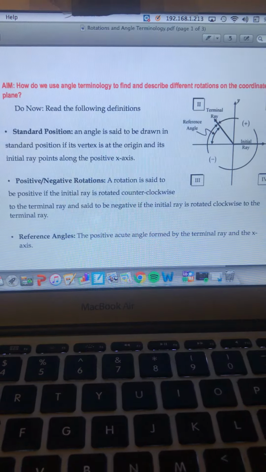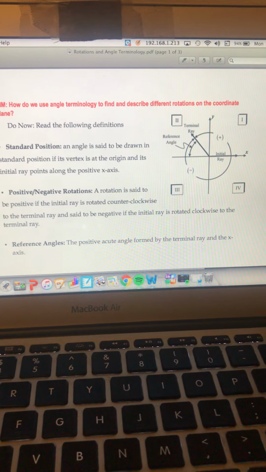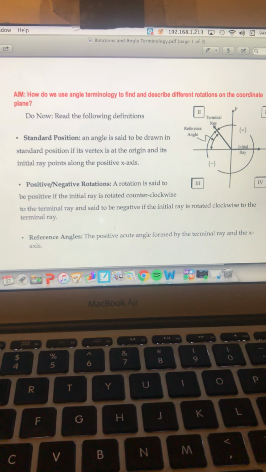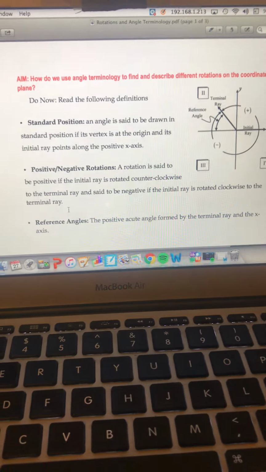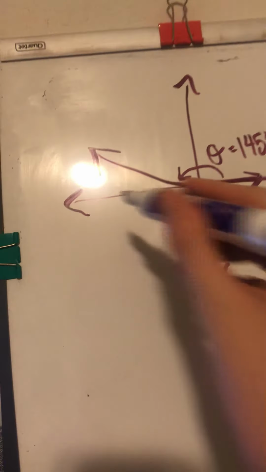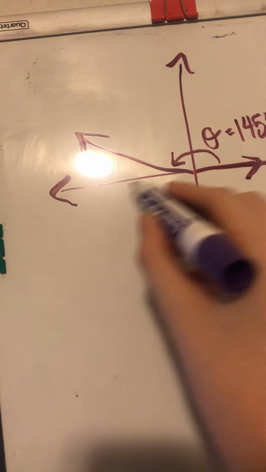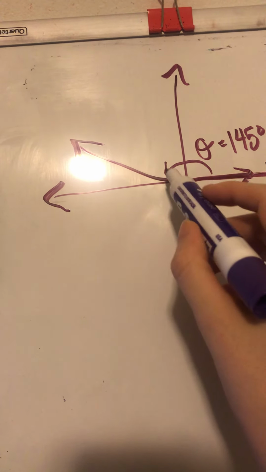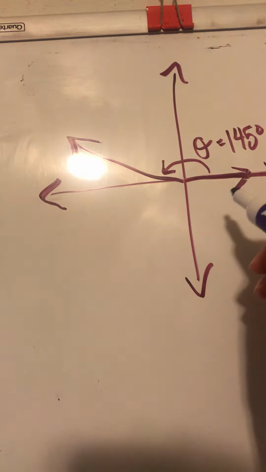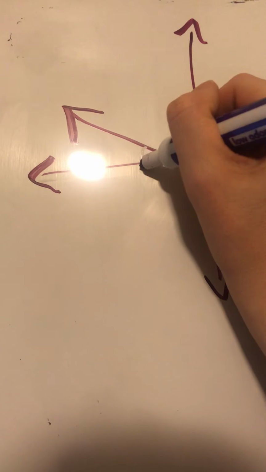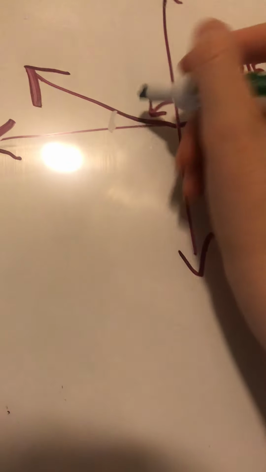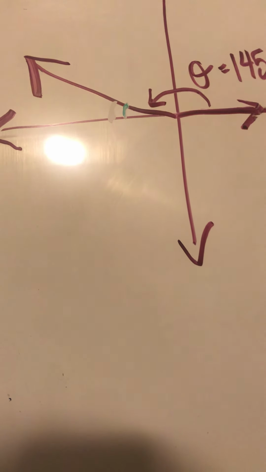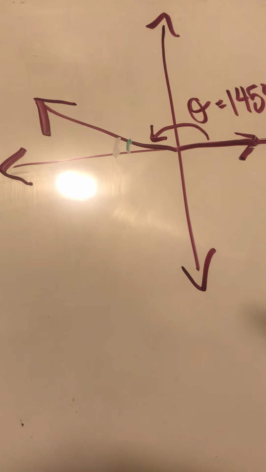So my reference angle, well, the definition said first, it's acute. A reminder, acute angle means it's less than 90 degrees. So it will always be less than 90 degrees. And it's formed from the terminal ray and x-axis. Well, you guys should know your x-axis is right here. My terminal ray, this is the ray that's ending. So this angle right here, that's representing your reference angle.